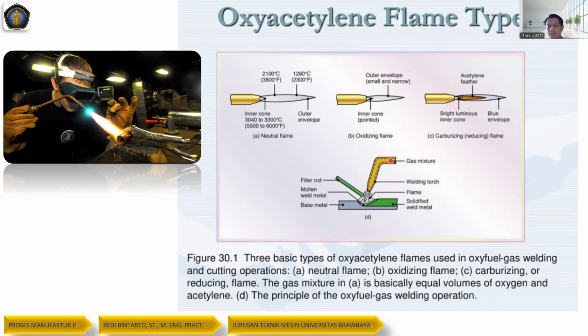We can see here the mixture of gas, acetylene and oxygen. They mix in this area, and then heat the metal. After this, the weld metal solidifies, and they join the two pieces of metal, the base metal and the weld metal.